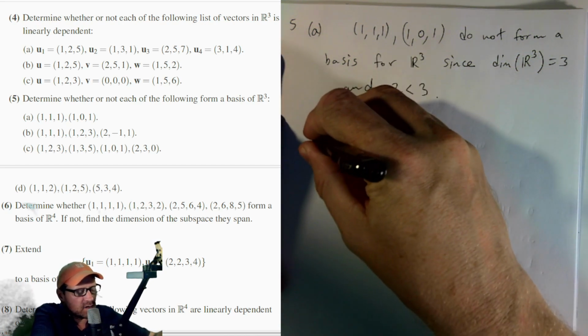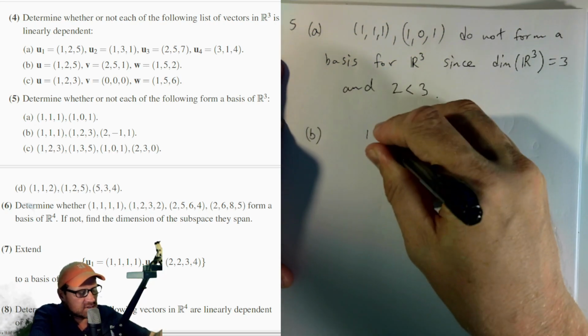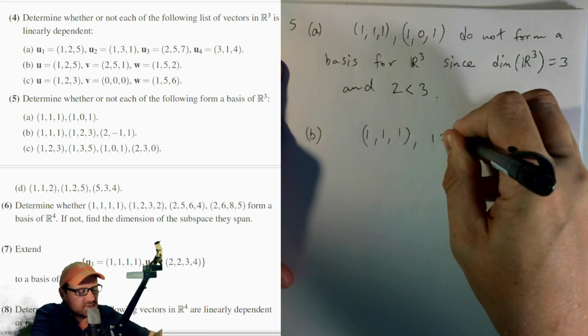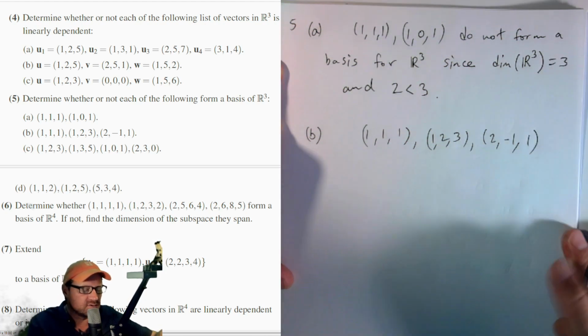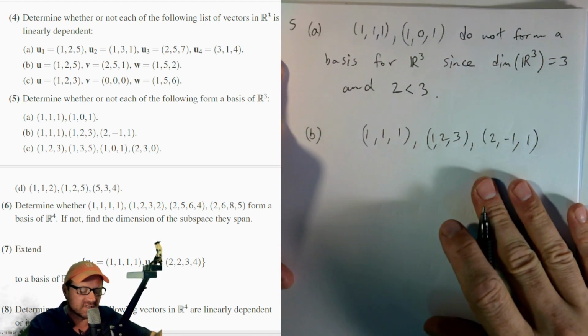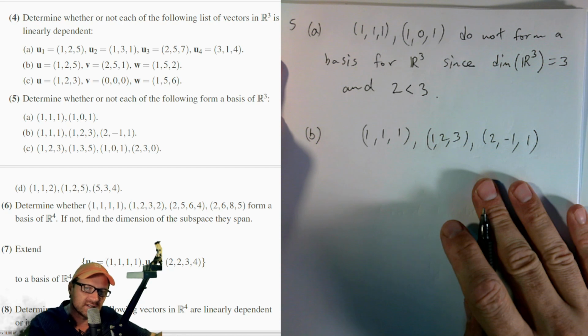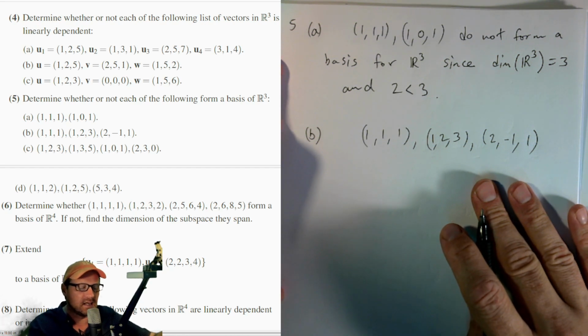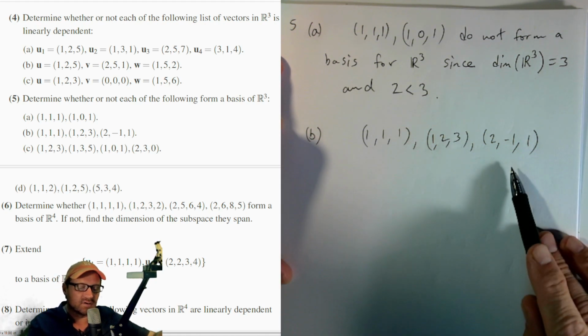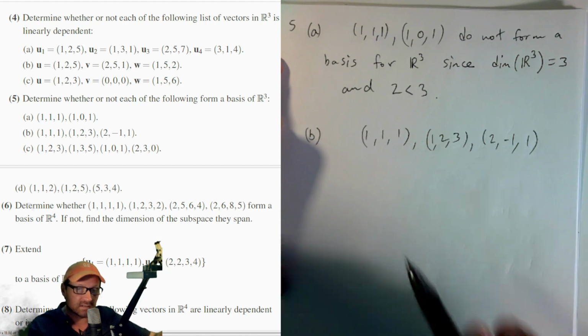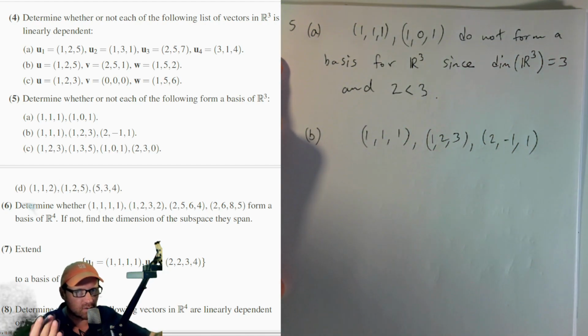All right, moving on to part B, we have the vectors 1, 1, 1, and 1, 2, 3, and 2, minus 1, 1. Do these form a basis for 3 space? First we need to decide whether or not these vectors are linearly independent. If they are linearly independent, then since there are enough of them, they should also span 3 space. So let's find out, are these dependent or independent?